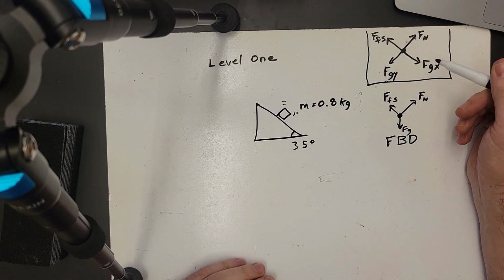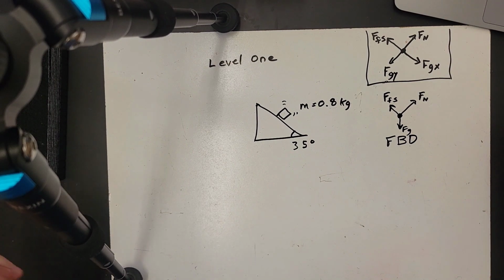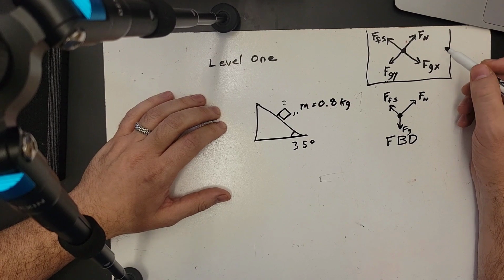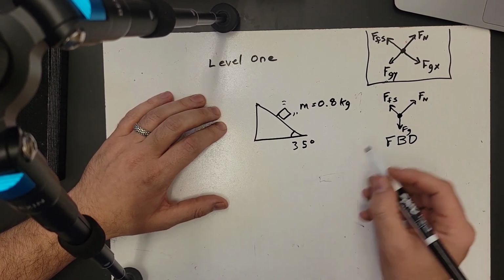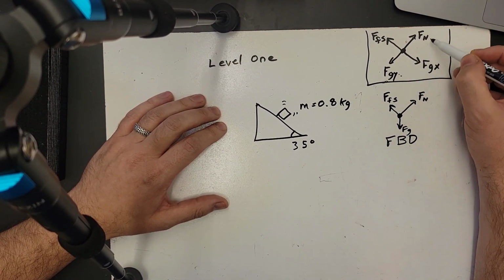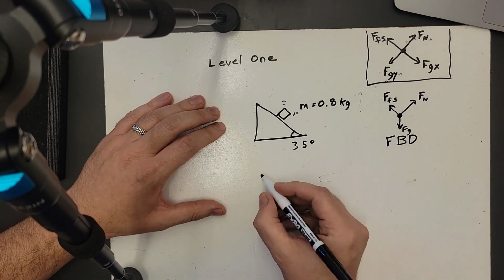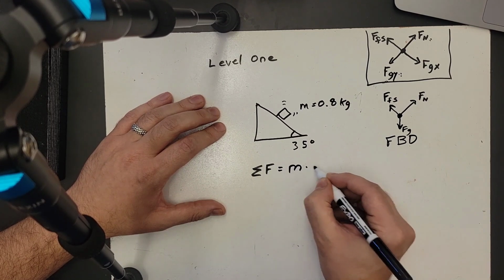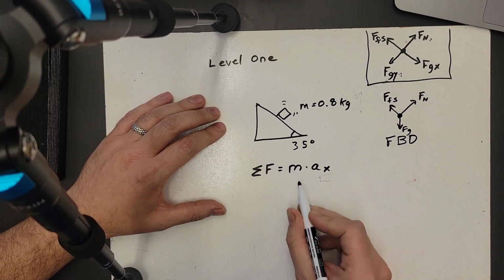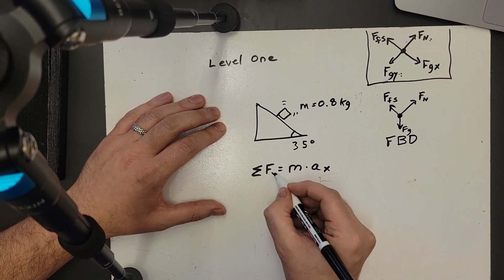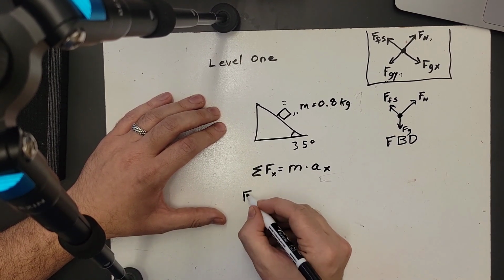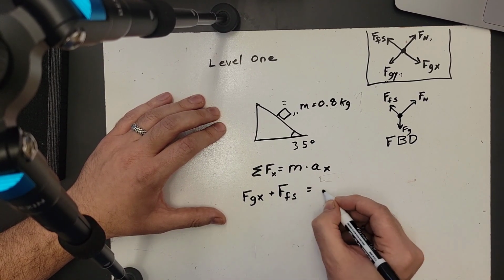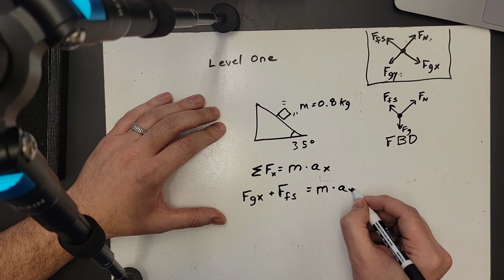And now I'm going to do some Newton's second law stuff, because I want to find the coefficient of static friction. Well, here's what I know. These two are equal and opposite to each other, so I'm just not going to worry about them. And instead, I got the sum of all forces is equal to mass times acceleration in the x direction. That would be Fgx plus static friction equals mass times acceleration.